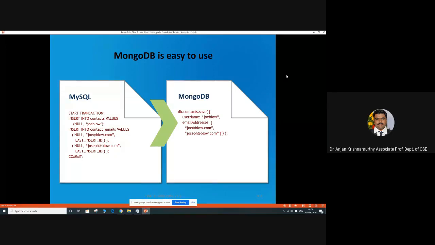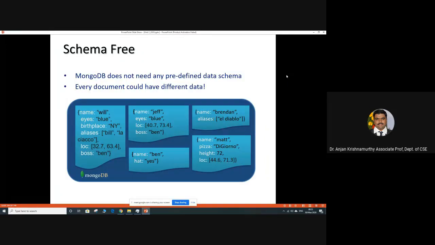So moving further ahead, MongoDB is a schema-free system. That is, it does not need a predefined schema. Every document has a different data set, right? This is an example that I wanted to give. The document here has a different schema. This one is a different schema too. The document here is represented as a different schema. This is also a different schema.